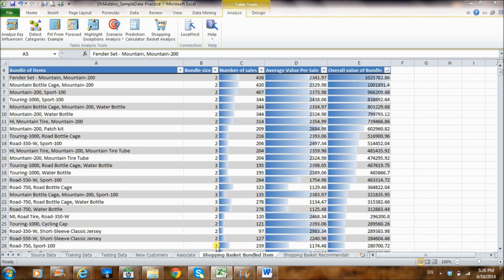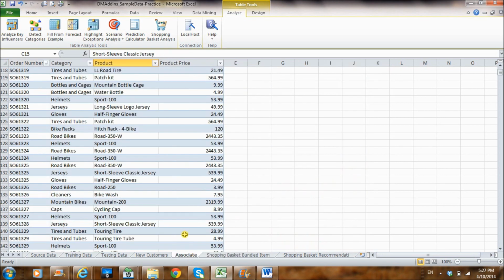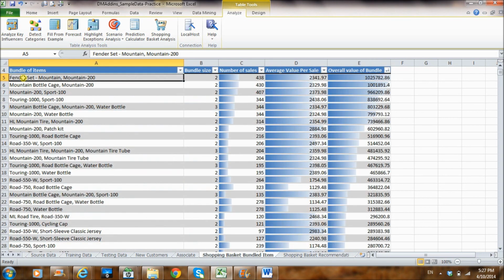Okay, let's take a look at this shopping basket bundled item analysis first. This report basically shows the combinations of products which appeared more frequently in all the transactions shown in associate data over here. Alright, so for example, let's look at each column one by one.